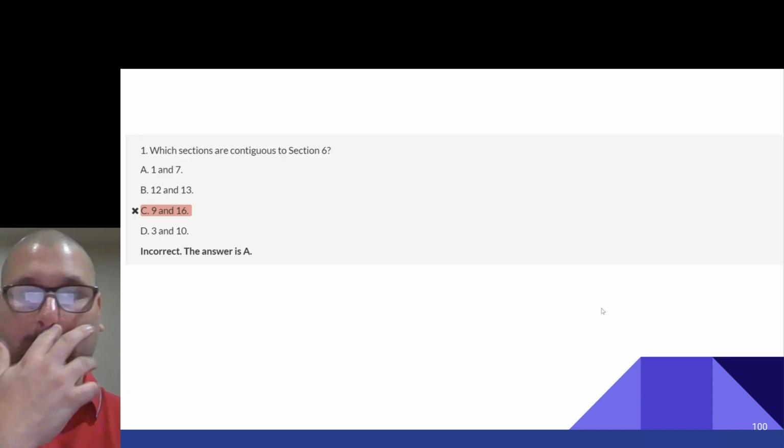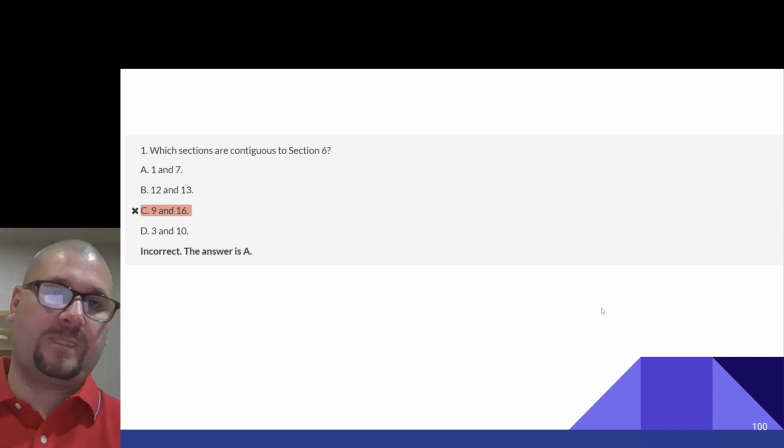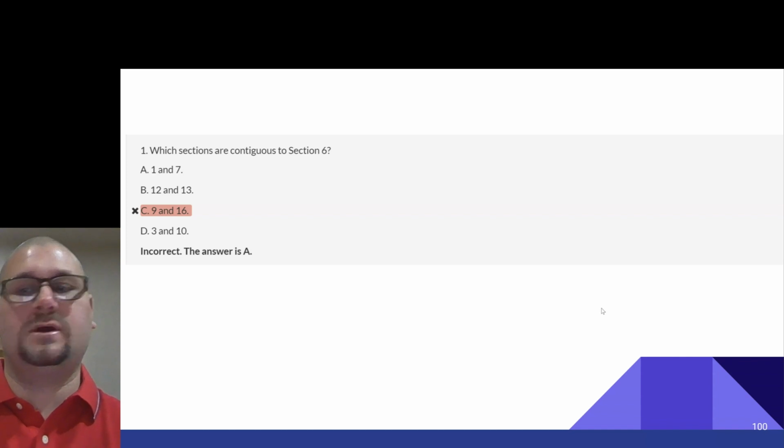Which sections are contiguous to section 6? So 1 and 7.